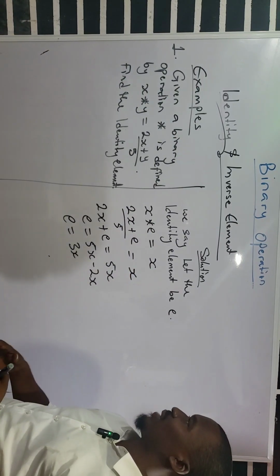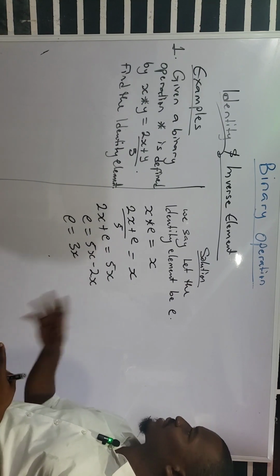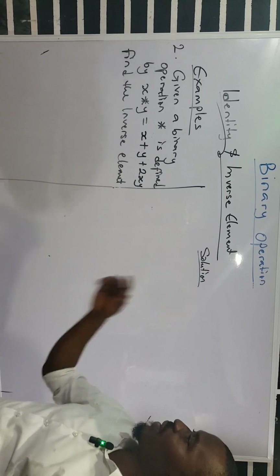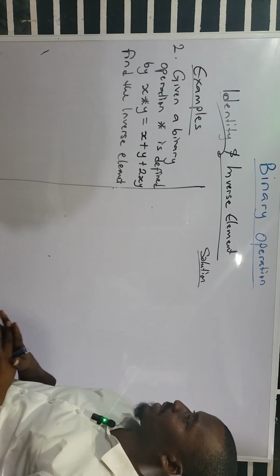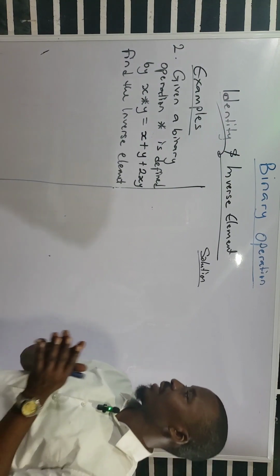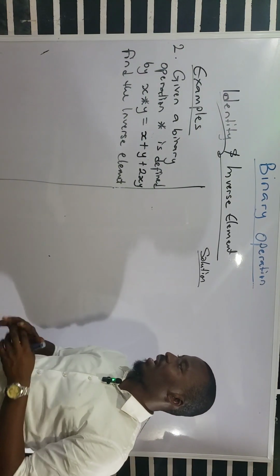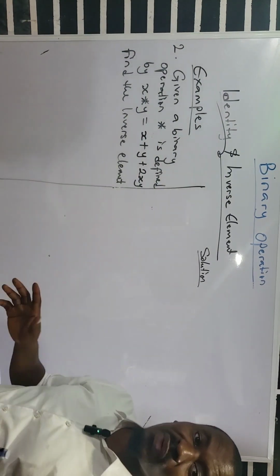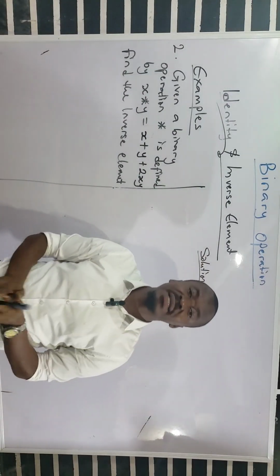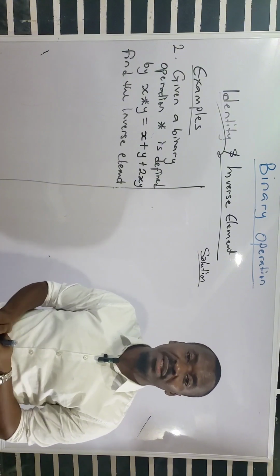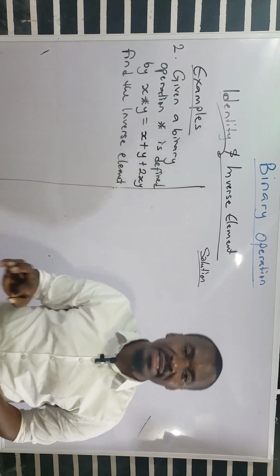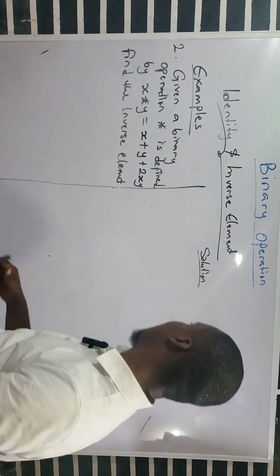So that's how to find your identity. It's very simple. So let's look at other examples. We have our example 2. It says that given a binary operation, x binary y equals x plus y plus 2xy, find the inverse element. Remember what I said, that you cannot find the inverse element until you know the identity element, because you need the identity element to find the inverse element.